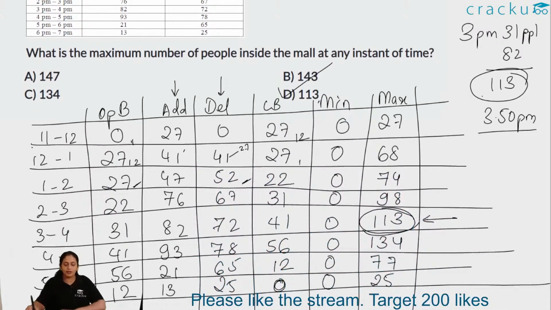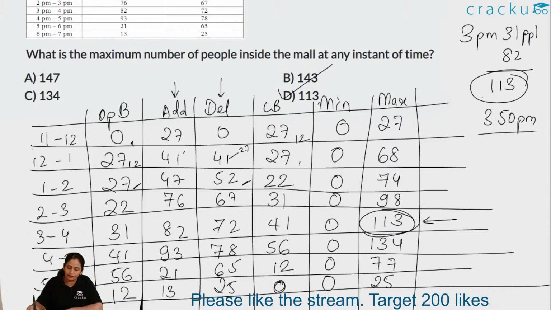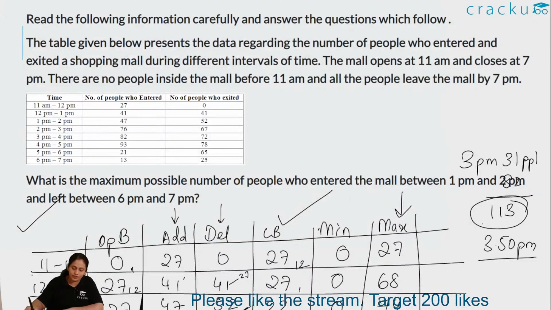What is the max number of people inside the mall at any instant of time? That would be essentially the max of this column. At any instant of time, the max number of people would be this over here, which is 134. So the max number of people at any instant of time is option C, 134. Let's take a look at the third question.